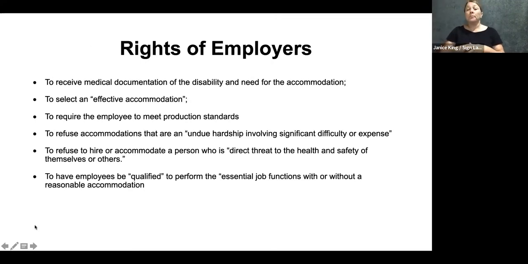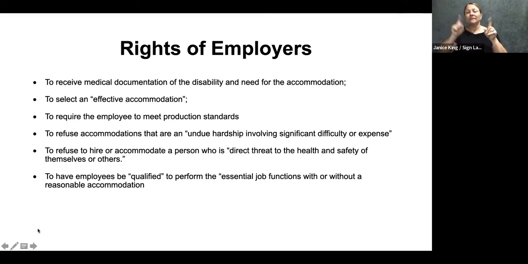Employer also has some protections. They have a right to receive medical documentation of a disability if a person needs an accommodation. They get to participate in the decision about what is an effective accommodation. Typically, the way courts deal with it, the employer is going to get to choose if there are two equally effective accommodations, but they both have to be effective. So an employer can't choose an ineffective accommodation because it's cheaper. It still has to be effective.